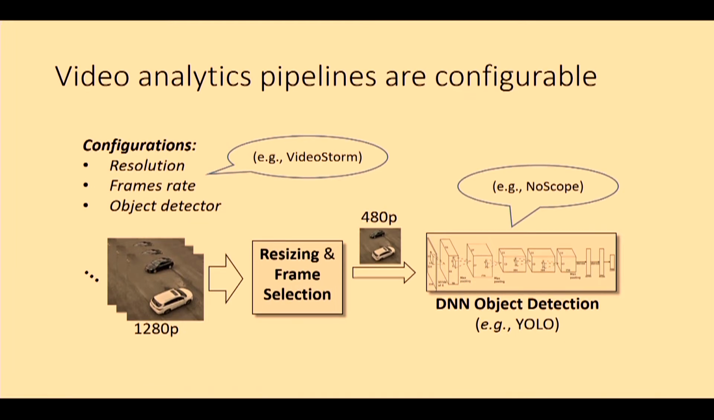For example, VideoStorm will do some profiling at the beginning of the video to choose the right configuration parameters for its needs. Or works like NoScope, and there are a bunch of other works too, try to create customized neural networks that work for specific kinds of video. So they're more cost effective because they have, let's say, a simpler task.